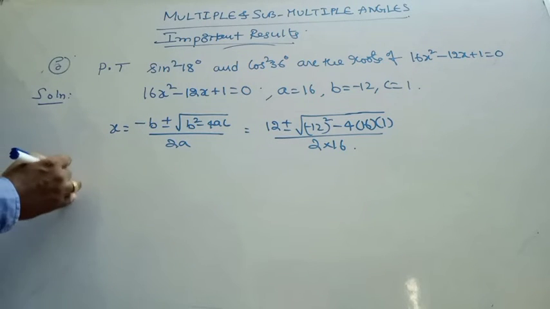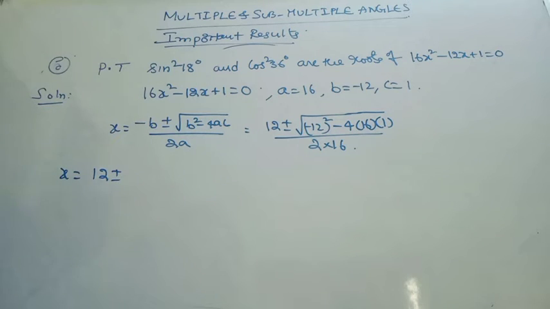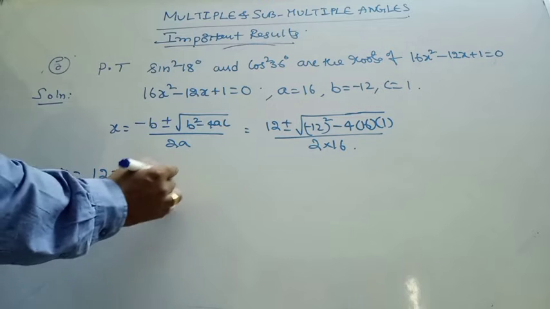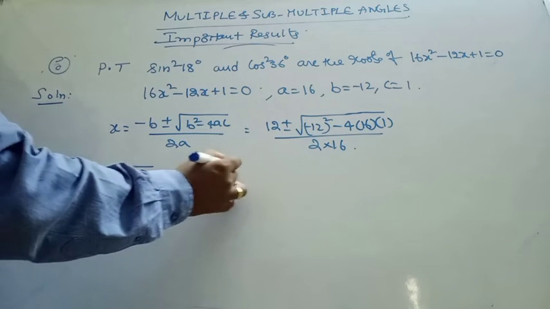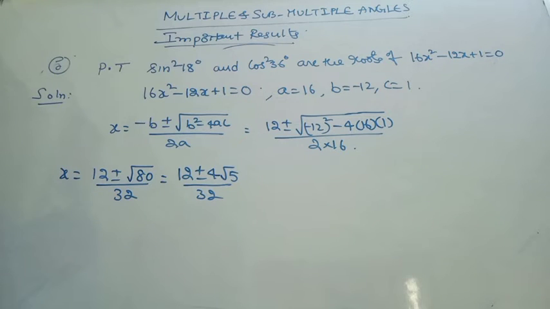How are we going to get this now? You see, my dear students, this is 12 plus or minus square root of 12 square, that is 144, minus 64. 144 minus 64 is 80. I am writing directly: root 80 by 32. This is now 12 plus or minus root 80, and we can write root 80 as 16 into 5, that means 4 root 5, divided by 32. Wonderful. Now if you take 4 common, right?